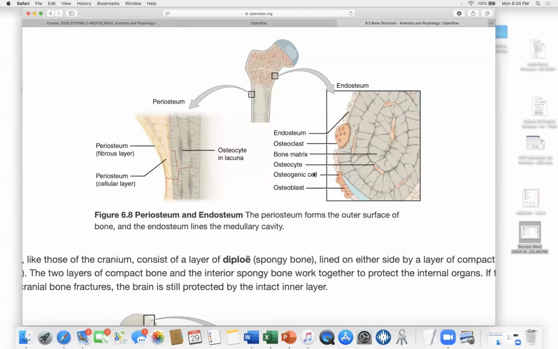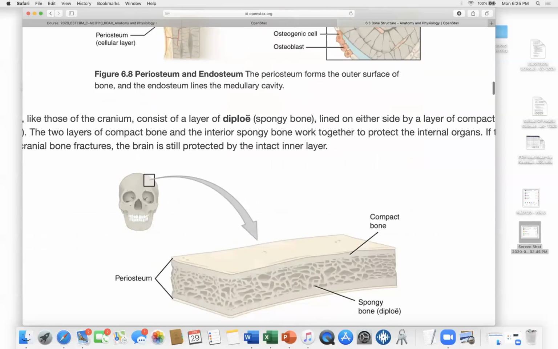Okay, so in review, osteoblasts are immature cells that build up to osteocytes, the mature cells that do work, and then the osteoclast, which is the breakdown cell that breaks down old or worn out osteocytes so that the osteoblast can move in. And that's called bone remodeling.